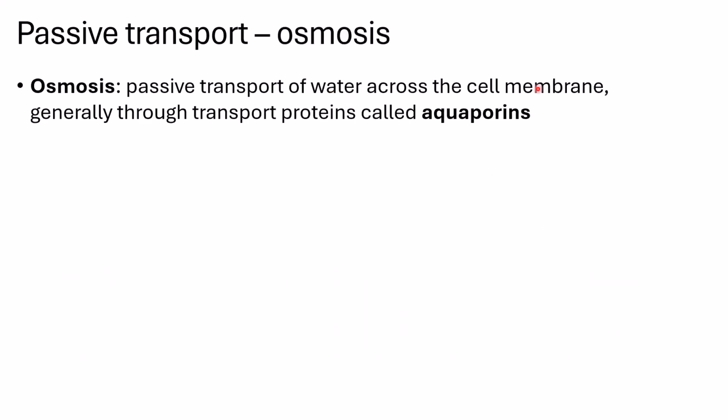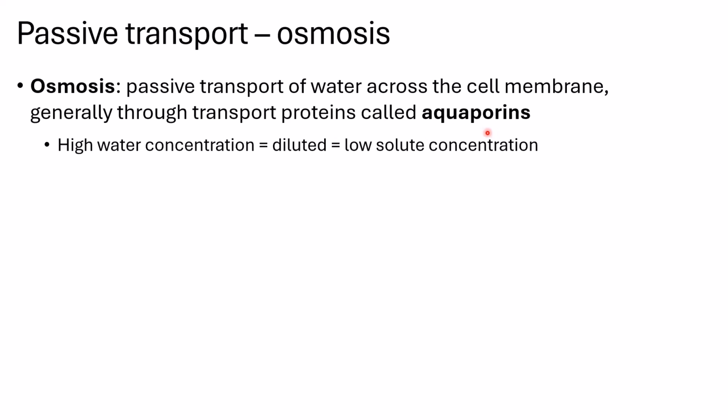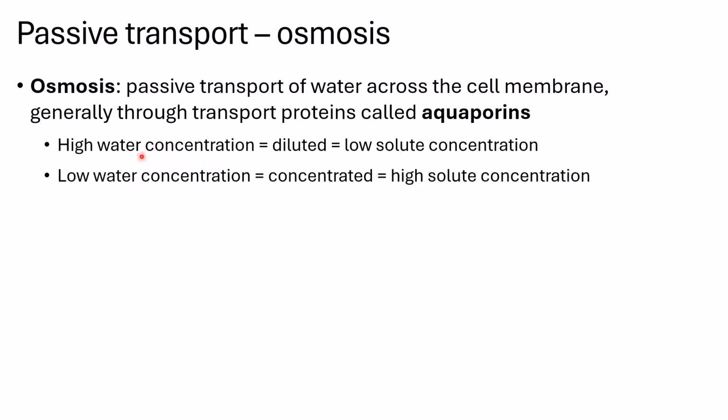Osmosis refers to the passive transport of water across the cell membrane. Water goes through transport proteins called aquaporins, which are literally a pore or a hole inside the cell that water can flow through. Like all things, water would flow from an area of high concentration to an area of low concentration. A high water concentration means that there is a lot of water and that a solution is very diluted. Therefore, a high water concentration means a low solute concentration.